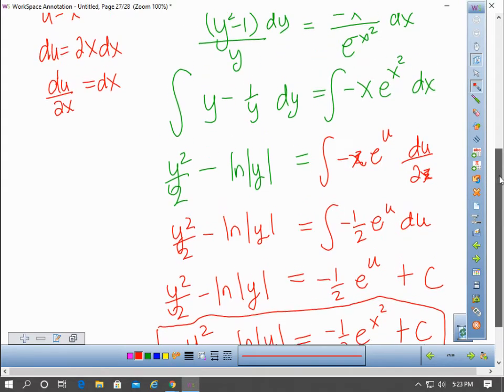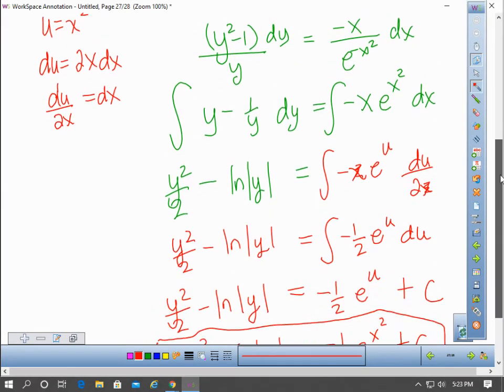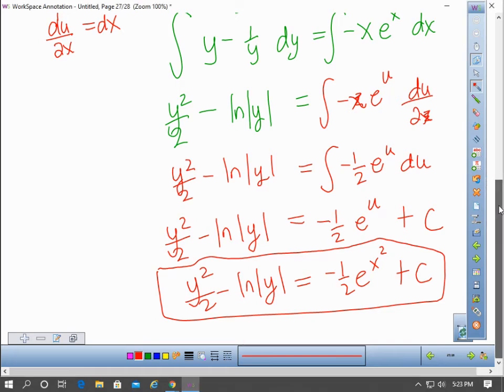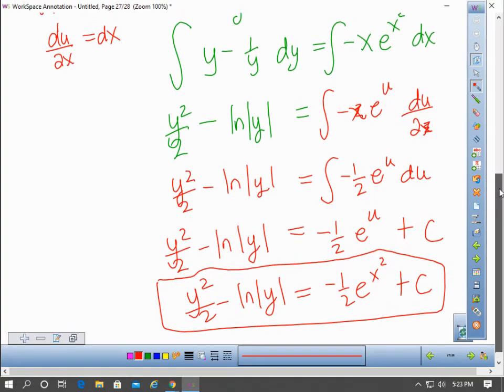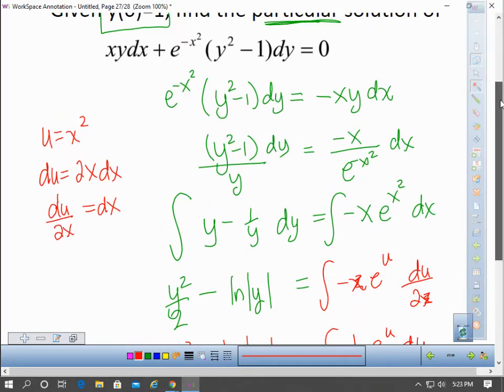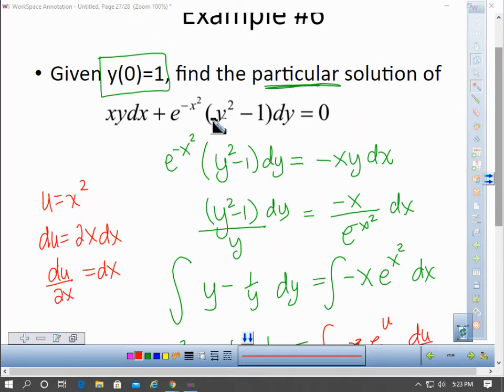A little more complicated type problem, so you're not able to solve it for y equals just because of the complexity of the problem. All right, so we separated the x's from the y's and went on from there.